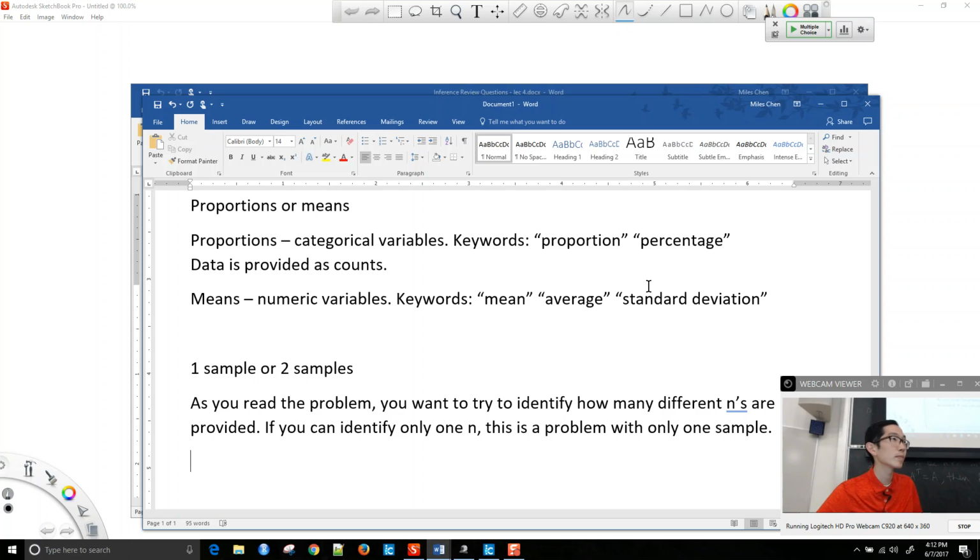Yes? So if there's two n's and both of them are the same number, is that still two samples? Yeah, that's still two samples, right? If you have a sample of dogs, 20 dogs, and a sample of 20 cats, you still have N1 is 20 and N2 is 20. You still have two samples there. Okay?